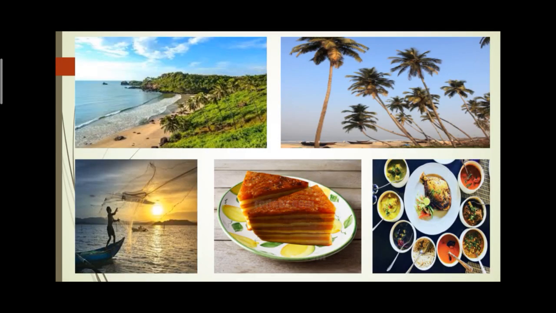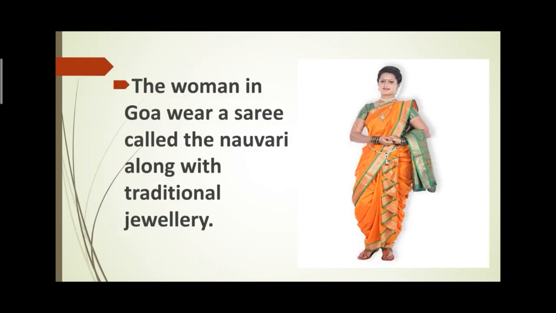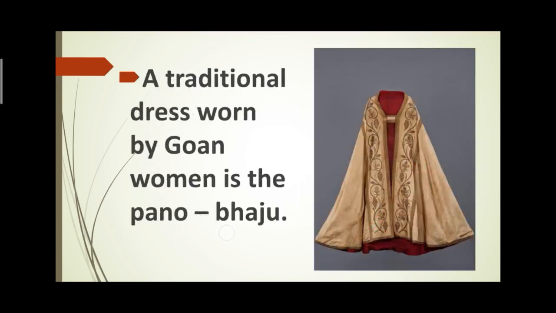In the diagram, the two pictures show the areas beside the coast, and the third picture shows the fisherman. Fourth is the bebinka, and the fifth is the famous dish of Goa, that is Goan prawn curry. In this picture, the women wear the sari that is known as nawari along with the traditional jewelry. Panu Bhaju is another traditional dress of Goa and it looks like what I have shown in the picture.